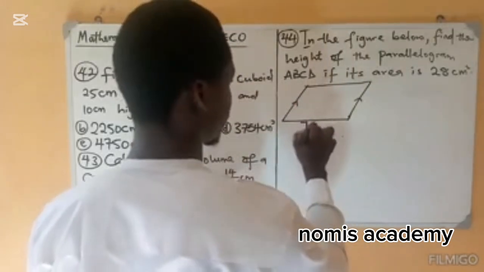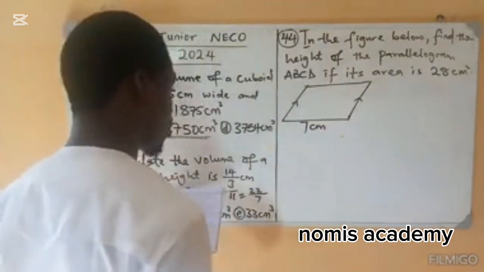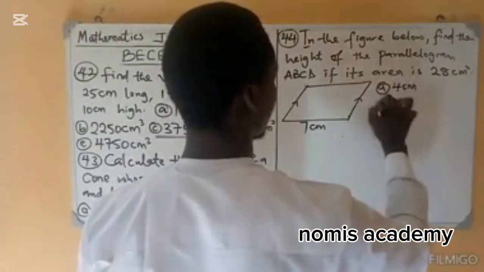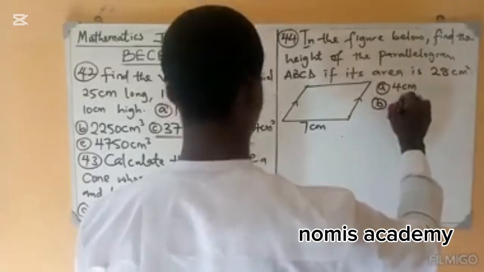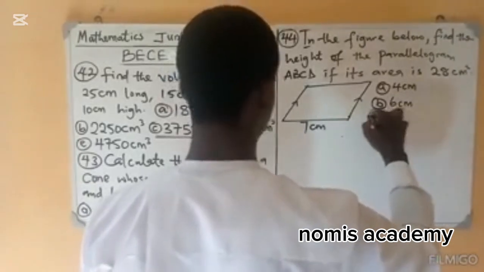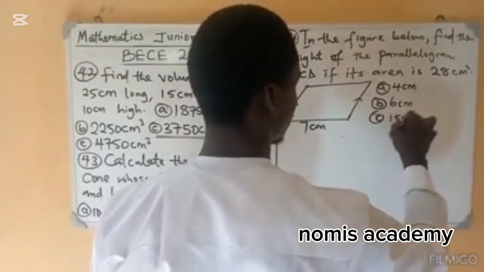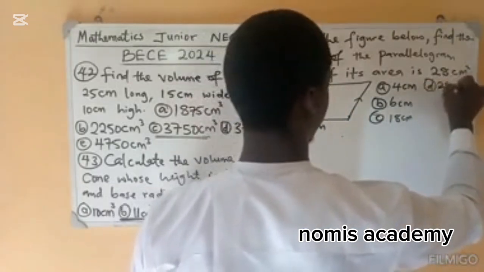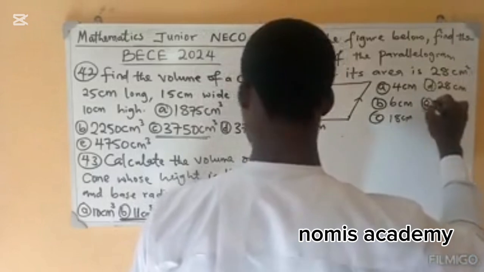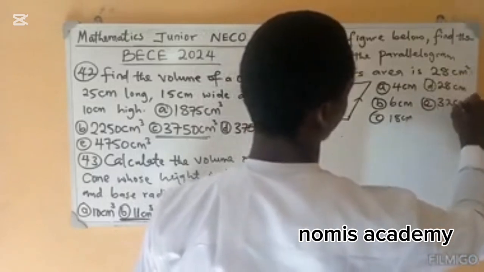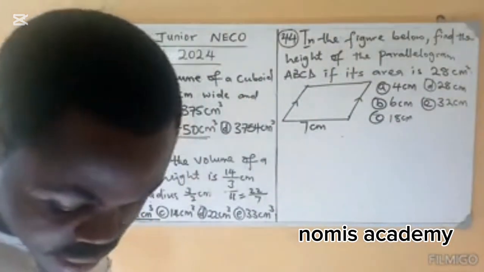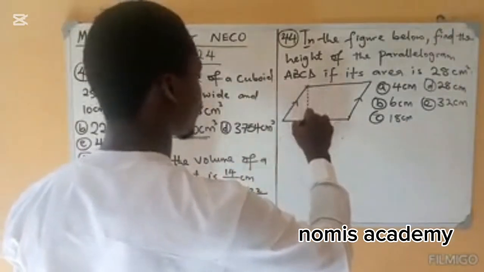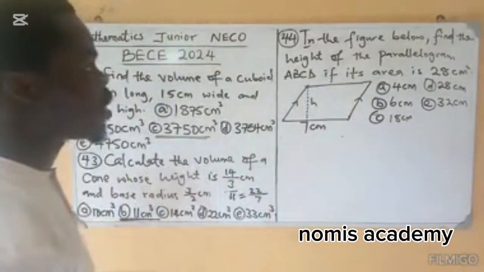So this side is 7 centimeters. Now the options given are A, 4 centimeters, B, 6 centimeters, C, 18 centimeters, D, 28 centimeters, and E, 32 centimeters. Now we are asked to find the height of the parallelogram.